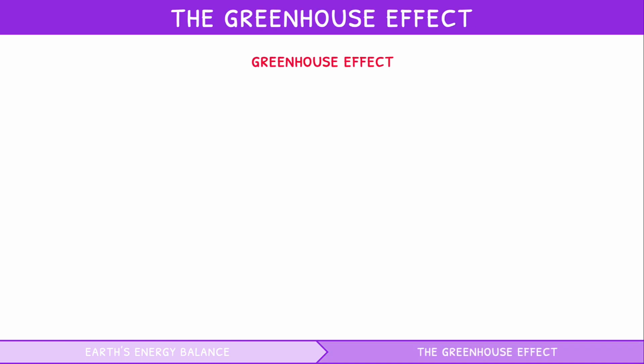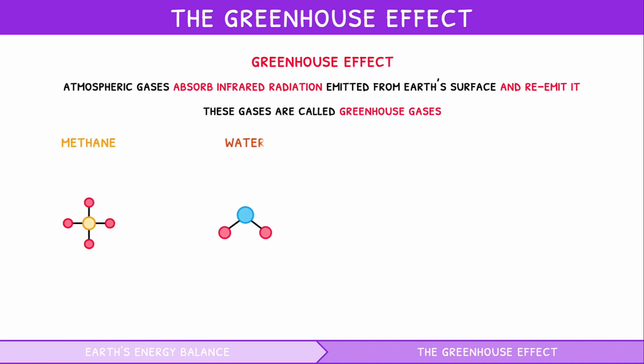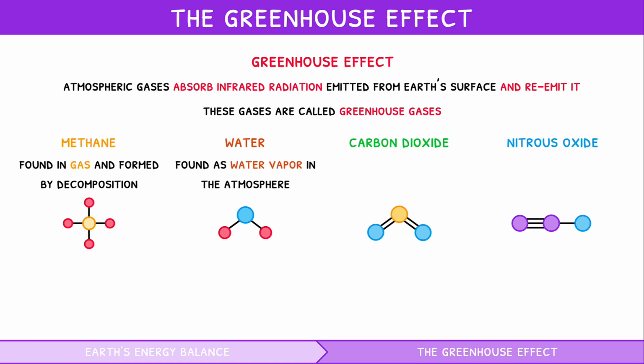The greenhouse effect is the process by which atmospheric gases absorb infrared radiation emitted from Earth's surface and re-emit it. Such gases are termed greenhouse gases, and include methane, water, carbon dioxide, and nitrous oxides. Methane is naturally found in gas and produced by the decomposition of dead plants or livestock flatulence. Water is naturally found as water vapour in the atmosphere. Carbon dioxide is naturally produced by forest fires and volcanic activity, and nitrous oxide is naturally produced by livestock.